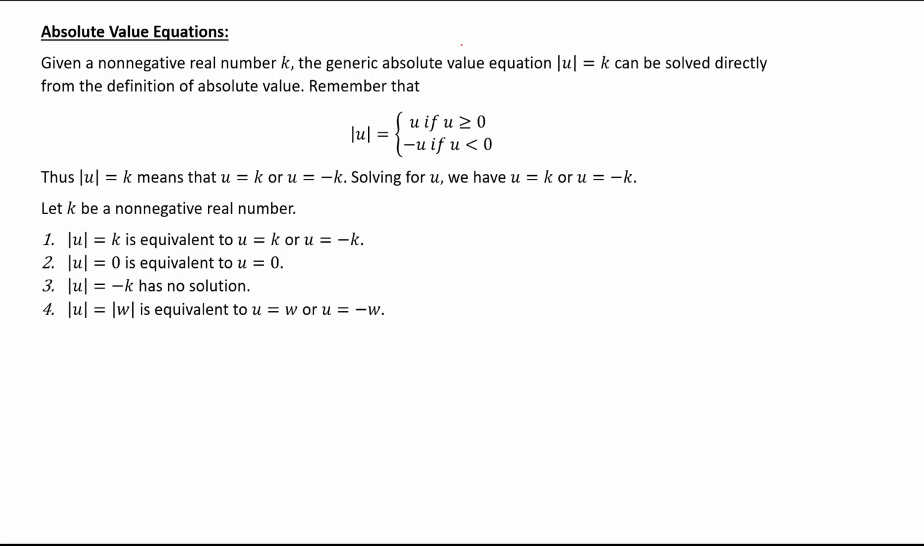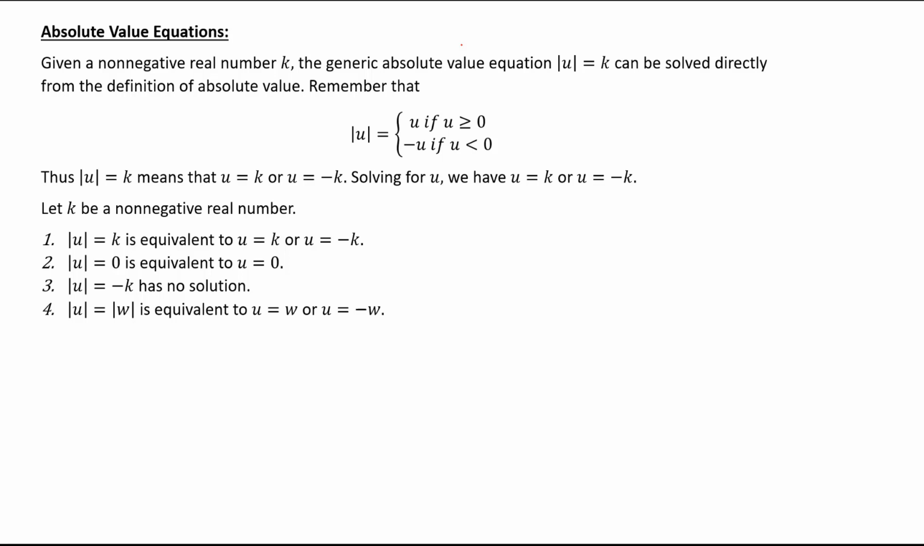One, the absolute value of u equals k is equivalent to u equals k or u equals negative k. The absolute value of u is 0 is equivalent to u equals 0. The absolute value of u equals negative k has no solution because you're never going to get a negative number when you say the absolute value of u equals something. If that thing is negative, there's no such number that you can put inside of an absolute value that's going to give you a negative number.